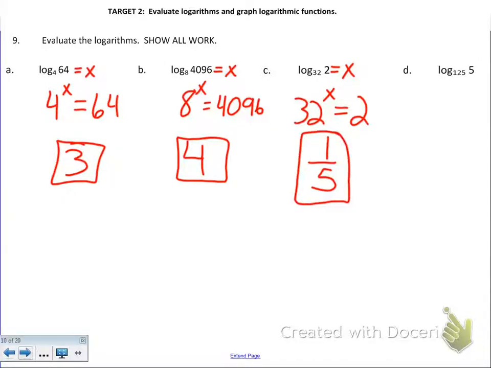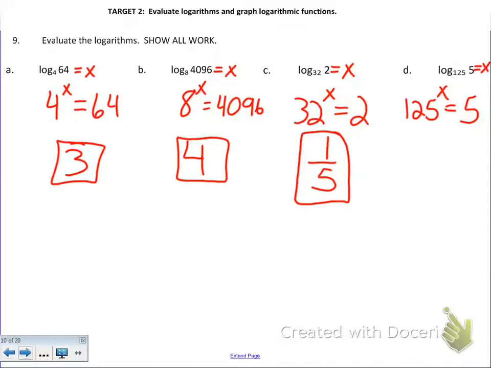Same thing is true for the next problem. We have log base 125 of 5, and we're going to set it equal to x. So it's 125 to the x power equals 5. Again, we went from the big number of 125 down to the much smaller number of 5. So that tells us our exponent has to be a fraction because we're rooting it.